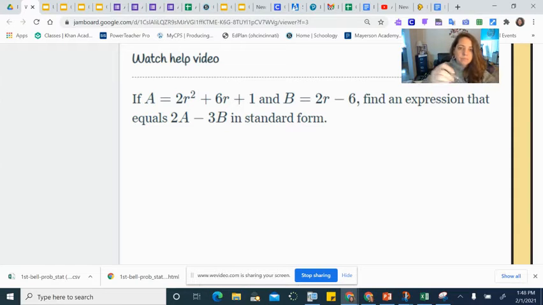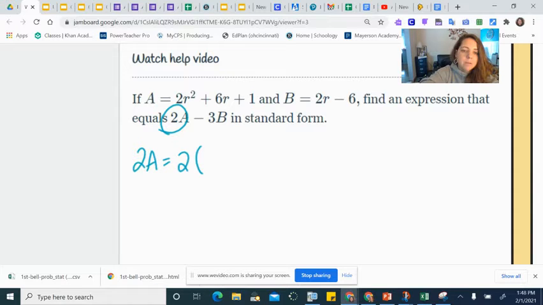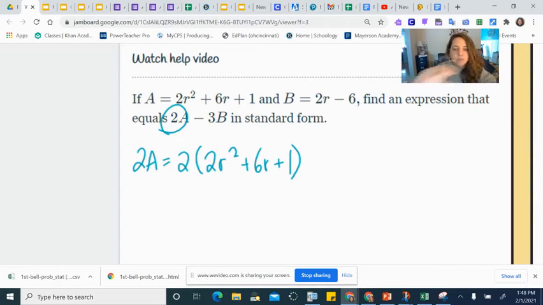So to figure out what 2A is, that means multiply everything that was in A by 2. So 2r squared plus 6r plus 1. I'm just going to deal with that first, okay? So we're going to distribute. We're going to multiply this 2 by everything in here.